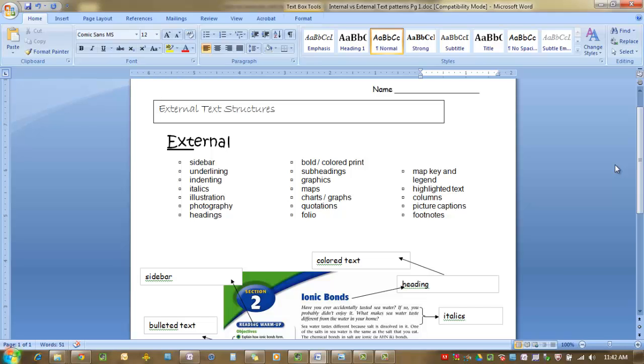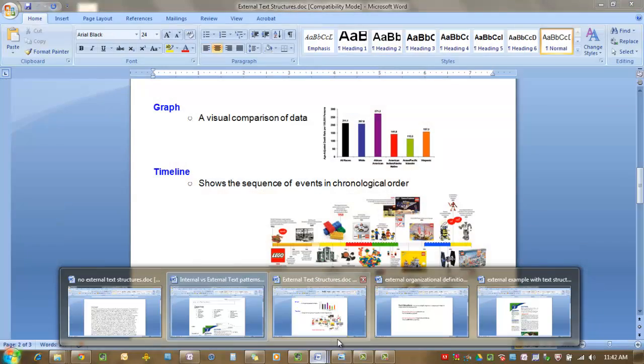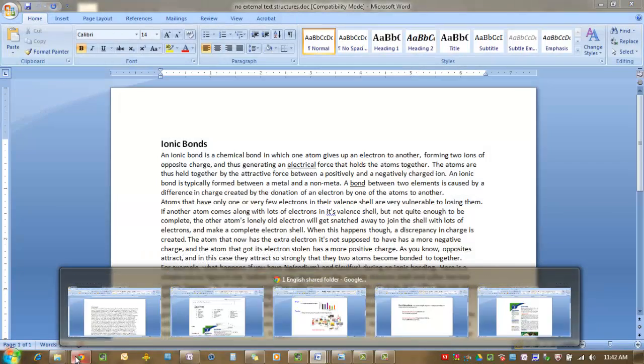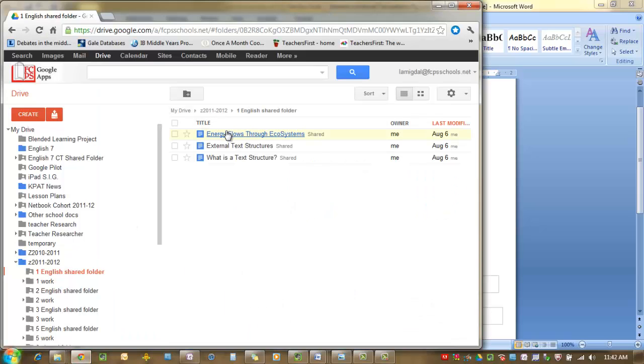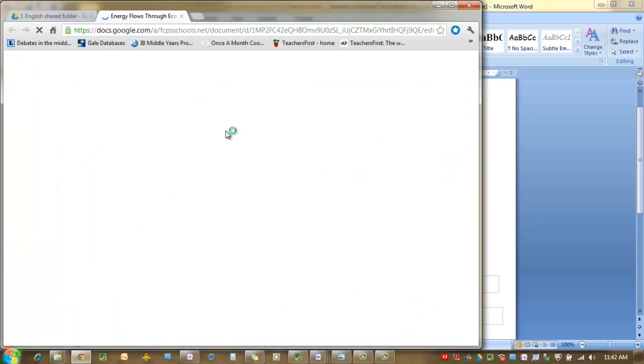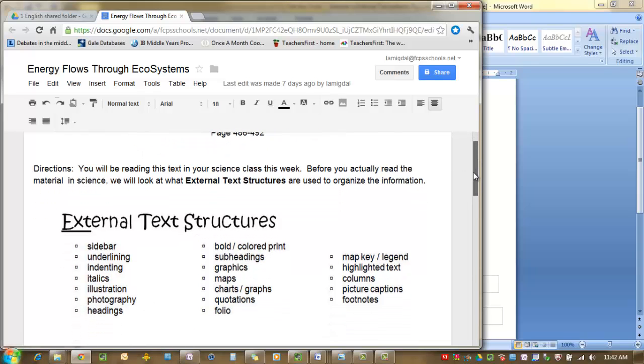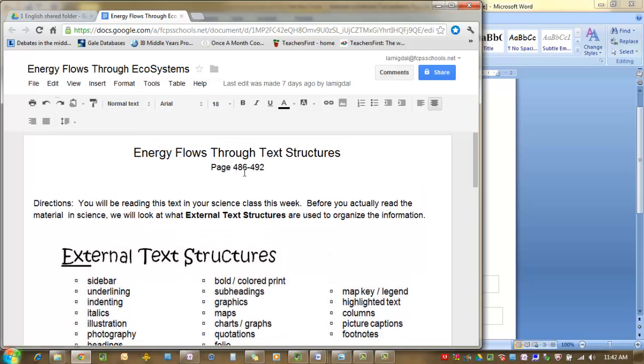So that's our lesson. And our time is just about up, so we will change and rotate, and you guys will open up. Let me go back to Google for a second. You'll be doing energy flows through ecosystems, and you'll see that in this document, you see the text structures again. I asked you to bring your science book, and you're going to be reading pages 486 to 492.